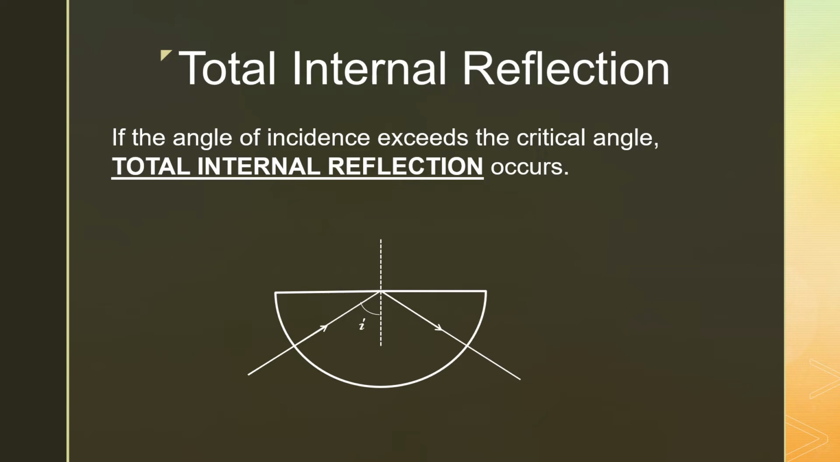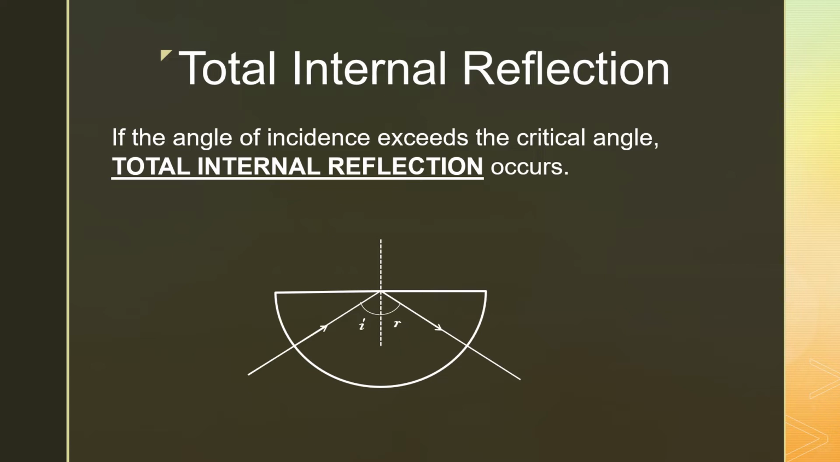So we've gone from having a partial reflection, so some of the light being reflected and some being refracted, to all of the light being reflected. Now it's worth pointing out here that this is now effectively acting like a plane mirror, and the angle of incidence is actually equal to the angle of reflection.